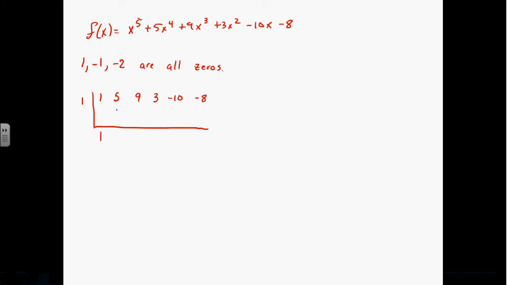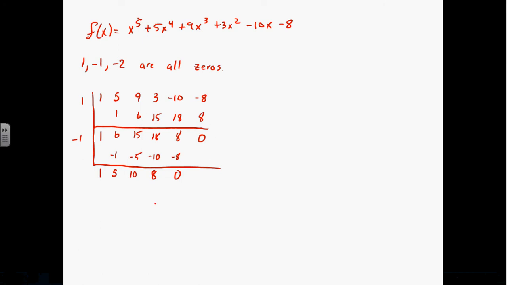So 1 times 1 is 1, is 6, is 6, is 15, is 15, is 18, is 18, is 8, is 8, is 0. All right, so it worked that time, so that makes me feel a little better. So we knocked it down from a fifth degree polynomial to a fourth degree polynomial. I don't have to rewrite this out, because I'm just going to have to rewrite it again as synthetic to do the next zero. So I did 1, now let's do negative 1. So that's going to be 1, negative 1, 5, negative 5, 10, negative 10, 8, negative 8, 0.